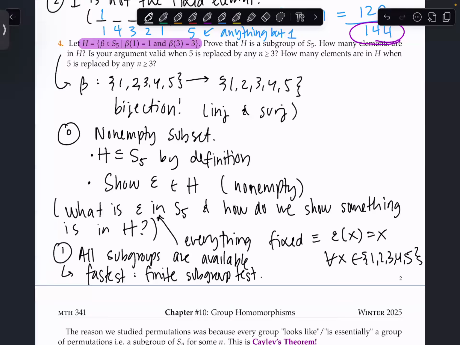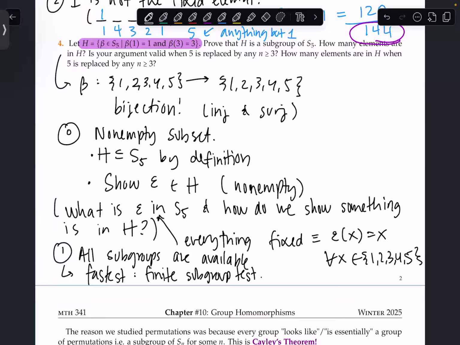Closure. Here, if I just show closure, this immediately implies that the inverses are also in there. It's not as obvious, right? We'd have to go back to the proof to see why closure completely tells us that the inverses have to be there. But this saves us some work. I now just have to show if I take two things in H, when I compose them together, it's also in H. So it has those nice properties that 1 gets sent to 1 and 3 gets sent to 3.